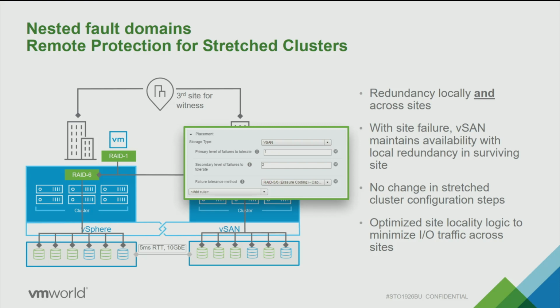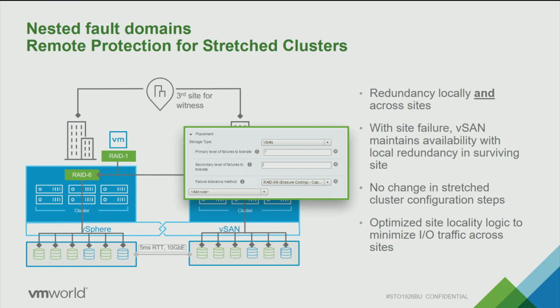You're basically at a RAID 0 protection state on the secondary site. You can't support sequential failures. And people want to be able to support the complete loss of a site for an extended amount of time. So we now have the primary failure to tolerate, which is 1, and that's going to be the mirroring between the sites. And then we also have the secondary failure to tolerate.